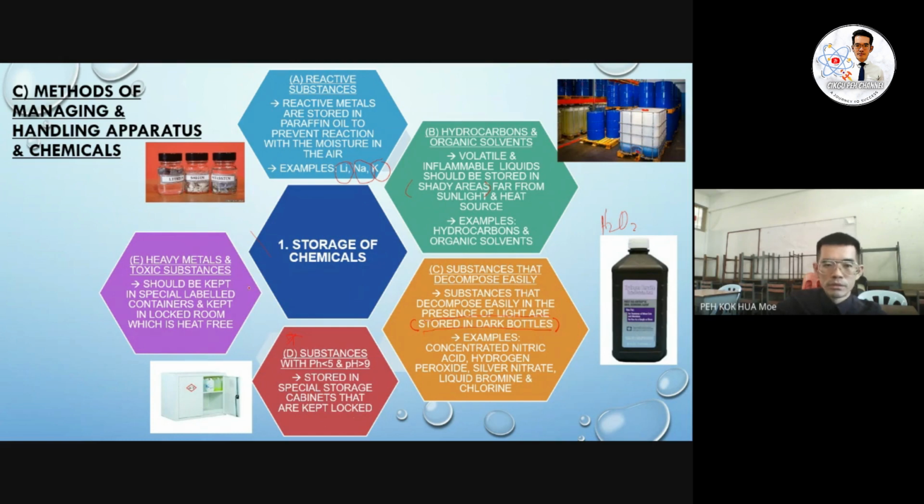The last here is heavy metals and toxic substances. They should be kept in a specially labelled container and kept in a locked room which is heat free. That means the heavy metals are also considered easy to burn, so that's why it is mentioned they should also be kept in a heat-free environment.